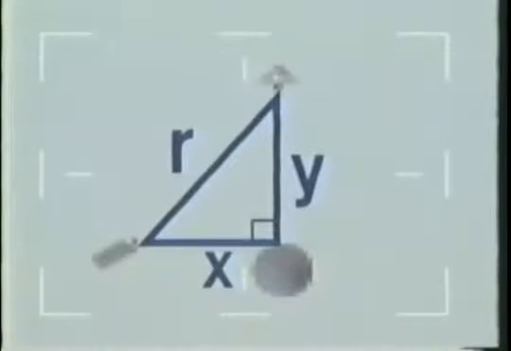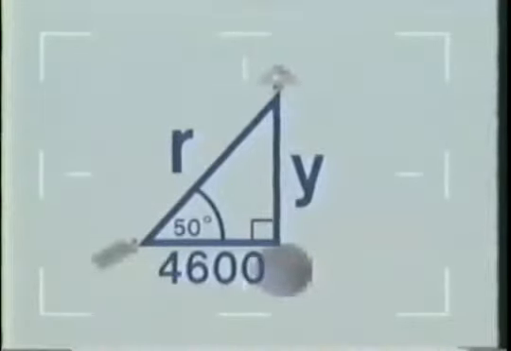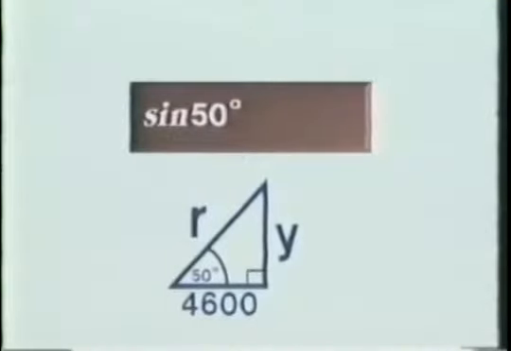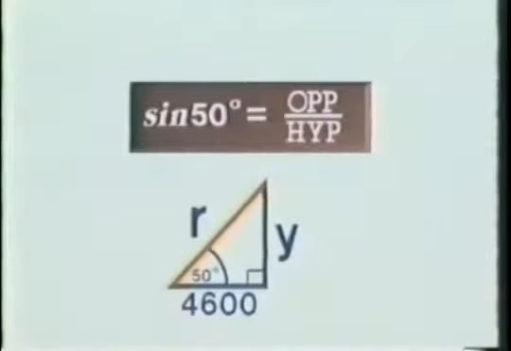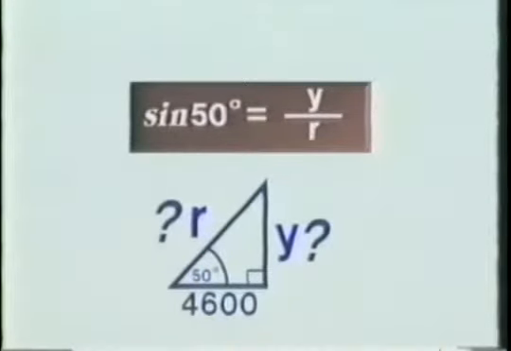In the last program, we saw how trigonometric ratios are used to calculate the sides and angles of right triangles. Knowing one of the acute angles and the length of one side, we can find the unknowns. The sine of 50 degrees equals the opposite side divided by the hypotenuse, or y over r. But there are two unknowns, so the sine ratio won't do.